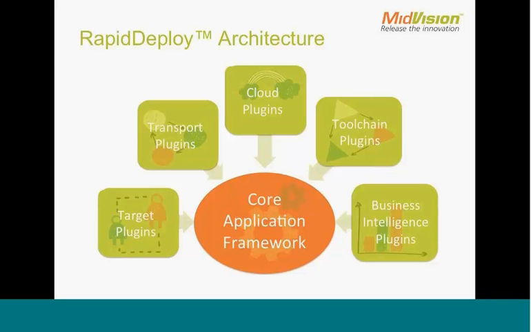And also you can do deployments from the core framework, and you can integrate with third parties, for which we have a set of plugins. So you have 5 groups of plugins: target plugins, transport plugins, cloud plugins, toolchain plugins, and business intelligence plugins. And today I will talk about cloud plugins, especially the AWS one.